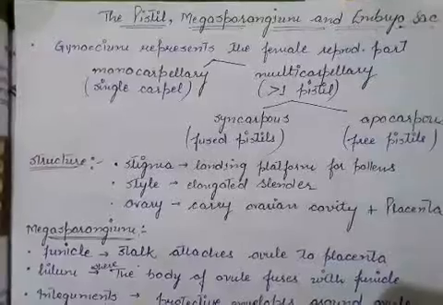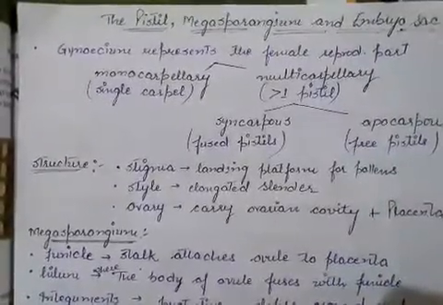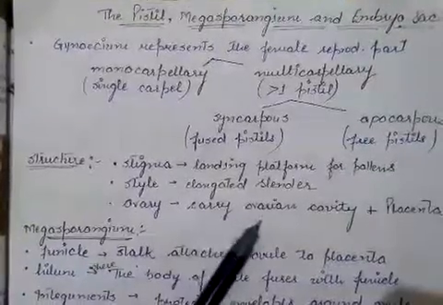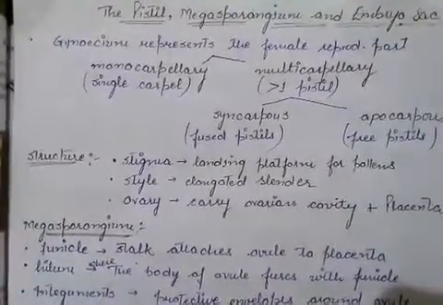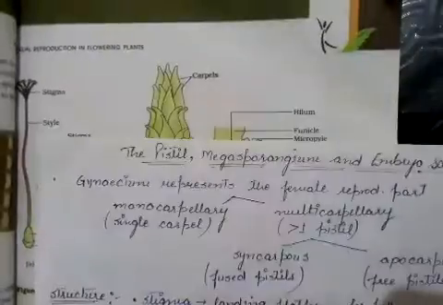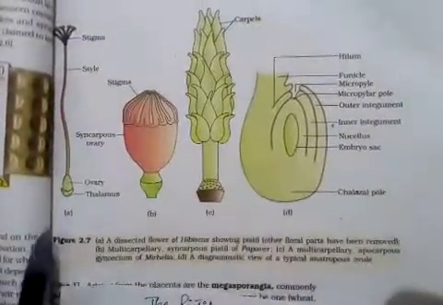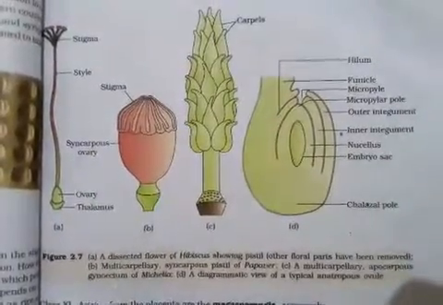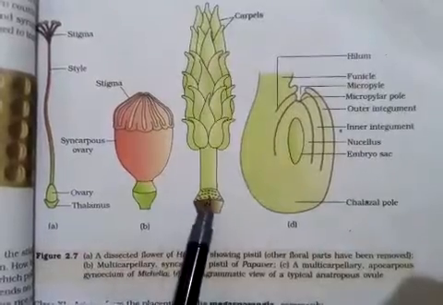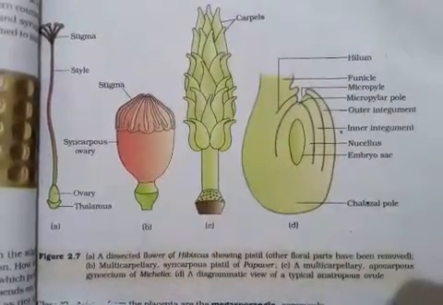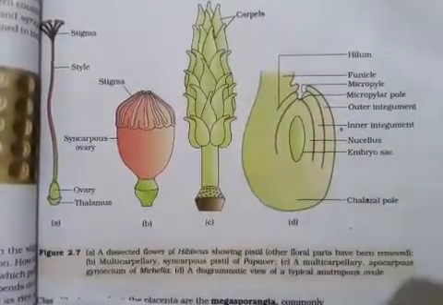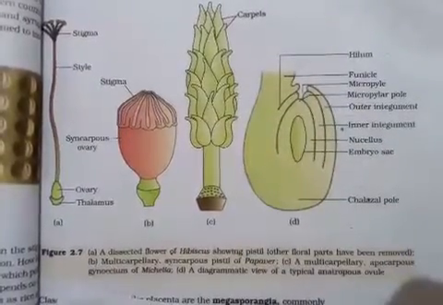The final and very important part of the female gametophyte is the ovary. Ovary contains the ovarian cavity in which placenta is found and a number of ovules are present. As is shown in this figure, this is the diagram of the syncarpous type of the gynoecium, this is the diagram of the apocarpous type of the gynoecium, and this is the diagram of the embryo sac, which we will discuss later.